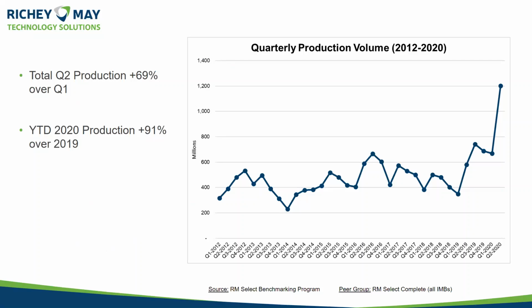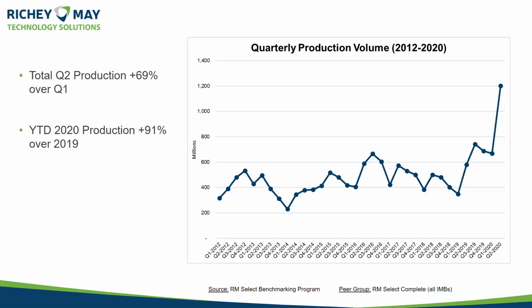So this chart could actually work for a number of different things in 2020. But no, it's not a chart measuring anxiety levels. It's not a chart measuring how many calories we're taking now that a lot of us are working from home and have very small distances to our cupboards. Anyway, this is actually quarterly production volume, an average for that RM Select Complete group, all the way back from 2012 when we started the program.